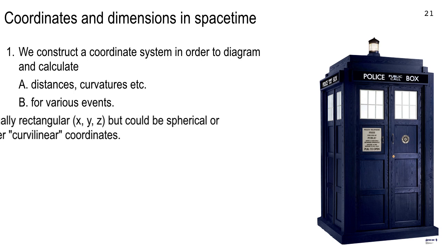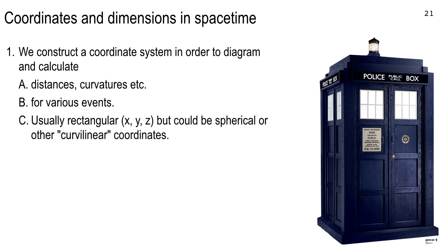So usually the rectangular coordinate system x, y, and z is what we use, but it could be a spherical or other curvilinear coordinate system. A spherical coordinate system is like latitude and longitude on the surface of the Earth. And then the third coordinate there would be r, the radial distance from the center of the Earth. So when NASA is charting out the position of a satellite, they might go latitude and longitude and then altitude, how far away from the surface of the Earth. So that's a spherical coordinate system.